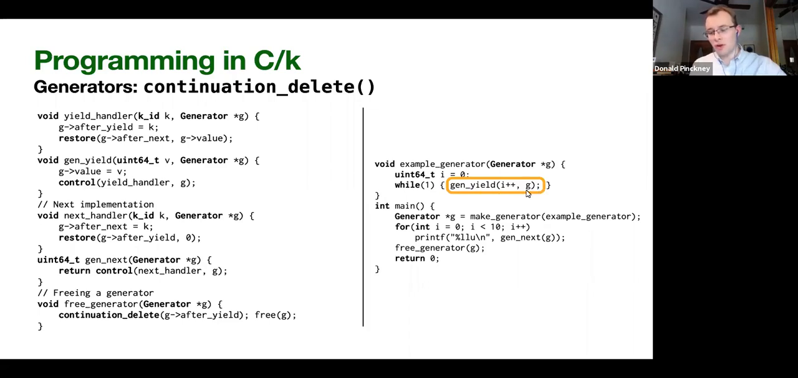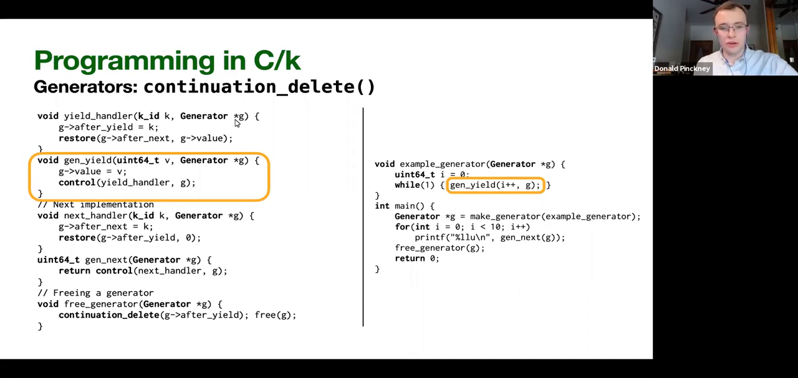So let's walk through how the gen yield function will then work after that. We pass two arguments: the value that we want to yield back to the main body, and the generator. Okay. And we call this gen yield function, right? It's going to quickly save away this value into the generator struct. Okay. And then it's going to capture the current continuation. So that means it's capturing the stack of the generator function, right? And it's going to call this yield handler.